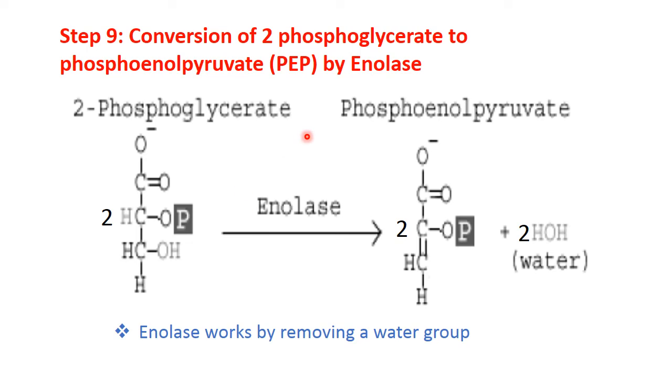In step 9, the enzyme enolase will be involved in removing a water molecule from the 2-phosphoglycerate, so that it can form phosphoenolpyruvate, as you can see here. So the water will be removed here, so that in the end we'll have the phosphoenolpyruvate.